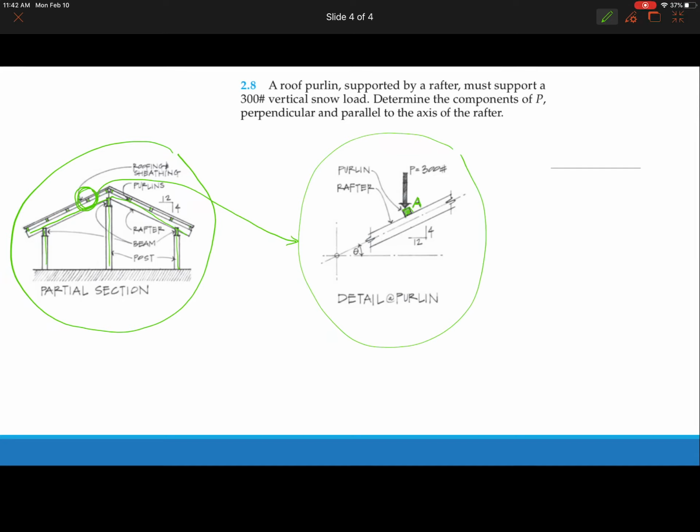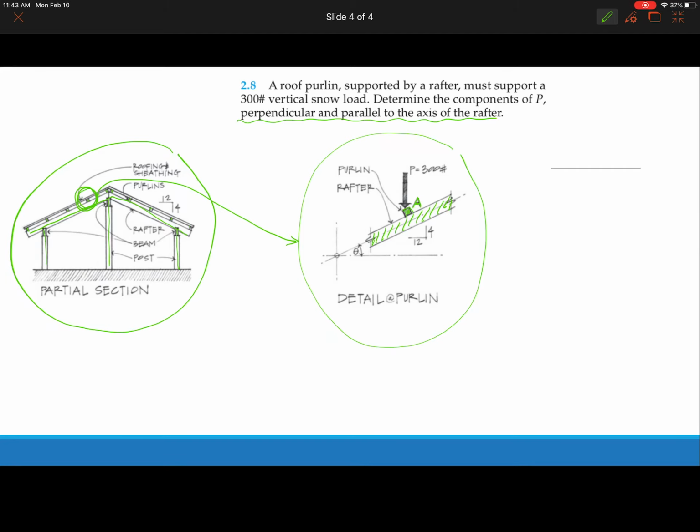Now the question is, can you determine the components of P, so Px and Py, perpendicular and parallel to the axis of the rafter? This is very important. It tells you that if you want to set up x and y components, they have to be parallel and perpendicular to the rafter. What is the rafter? This is the rafter.